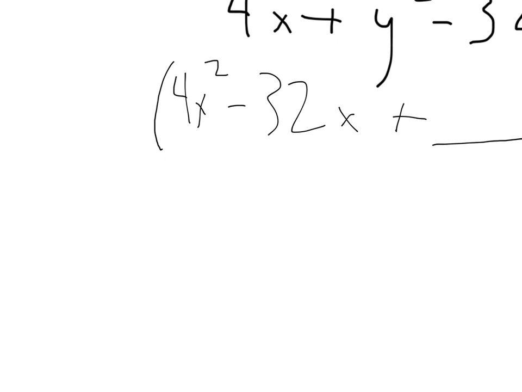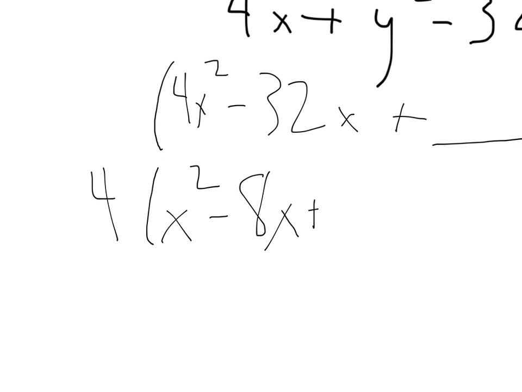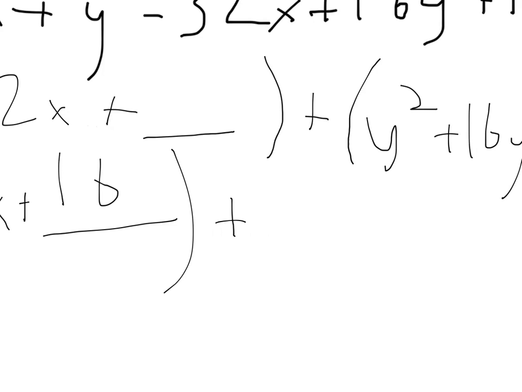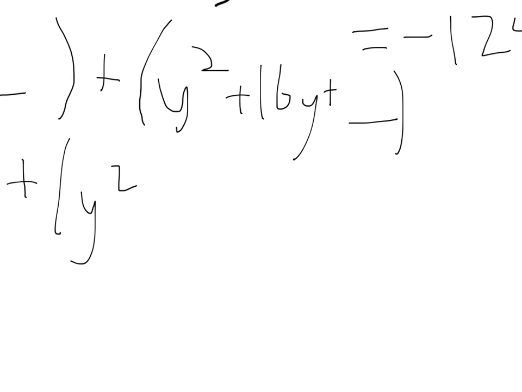Now back over here to this side. We're going to take the 4 out, so that leaves you with x squared minus 8x. And just to make it easier, we'll complete the square right here. So half of that would be 4, squared is 16. And then over to the y, you don't even have to take anything out here. Just y squared, plus 16y. Half of 16 is 8, squared that is 64.